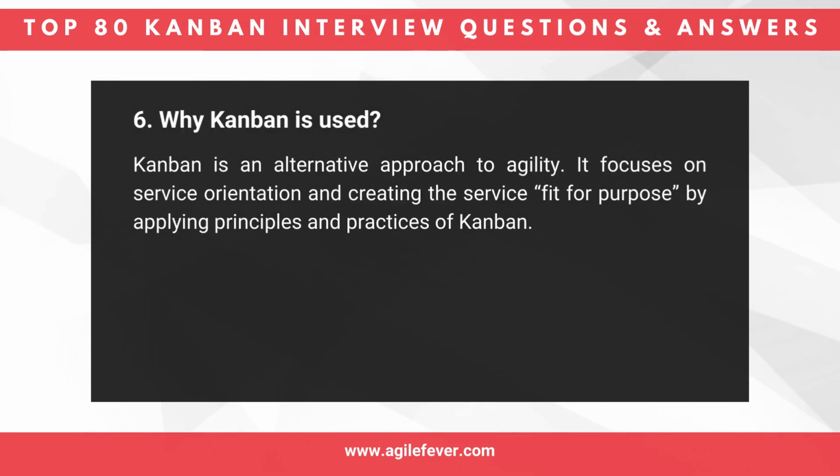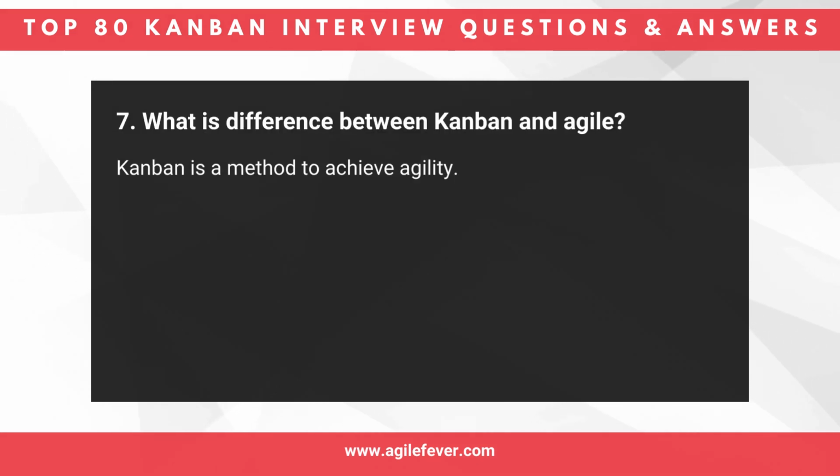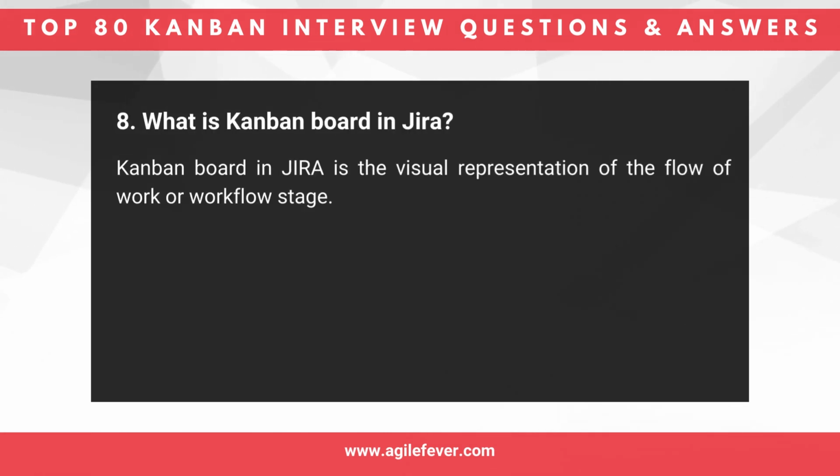Question 6. Why is Kanban used? Kanban is an alternative approach to agility. It focuses on service orientation and creating the service fit for purpose, by applying principles and practices of Kanban. Question 7. What is the difference between Kanban and Agile? Kanban is a method to achieve agility. Question 8. What is a Kanban board and Jira? A Kanban board and Jira is the visual representation of the flow of work or workflow stages.